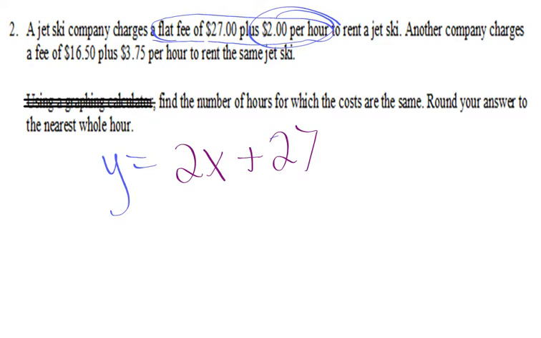Now our second equation says another company charges a fee of, well, let's call this one y2, we'll call that one y1, is equal to $16.50 plus $3.75 per hour. All right, so let's turn that around.